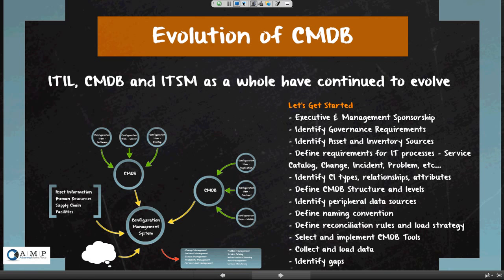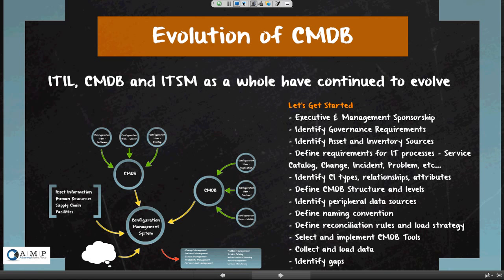We got to figure out what our governance requirements are. Where is this data going to come from? What are our sources? What processes are going to be fed? What are the CI types? And with those CI types, what are the relationships they're going to have? What are the attributes I need to track? I got to define my CMDB structure, the levels. I mean, do I have CIs and applications or services or systems?